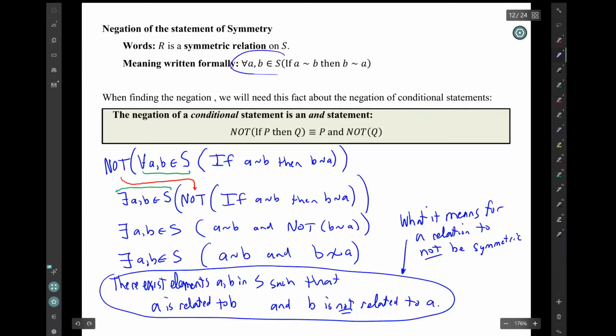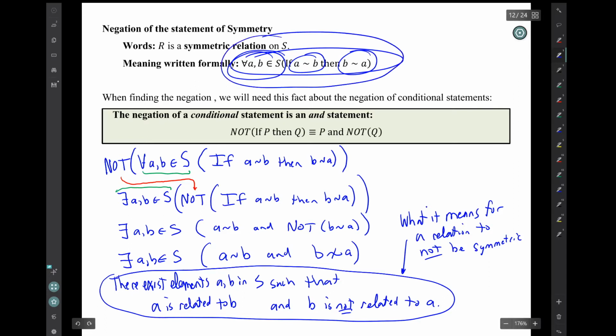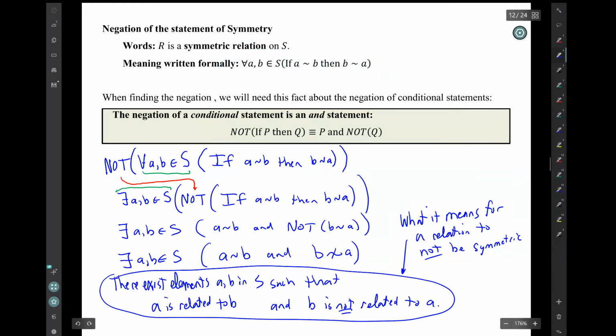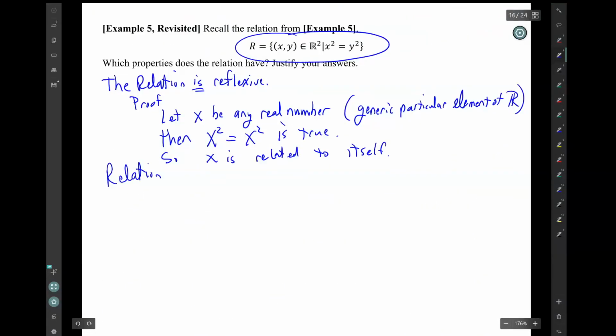Here's the definition of a symmetric relation: for all pairs of elements A and B, if A is related to B, then B is related to A. Well, we want to prove that our relation is symmetric. We want to prove that it has this property. So how do we do that? We have to do a general proof. So how do we prove that?